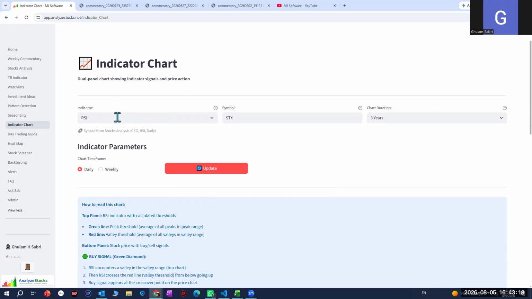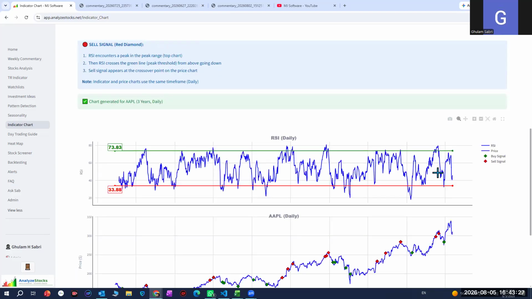So in case of Apple, for example, based on the last 3 years of data, on May 22nd it was overbought and then it came down. And on June 30th, remember June 27th? That was the time when Apple found the support and turned right at this red line.